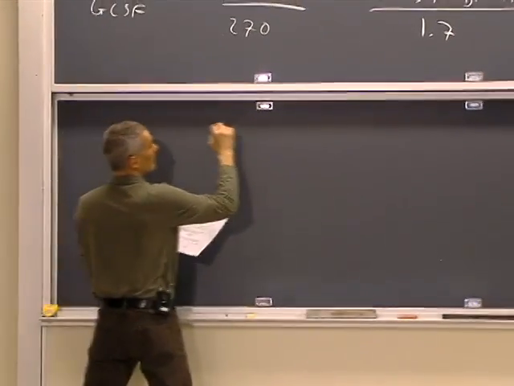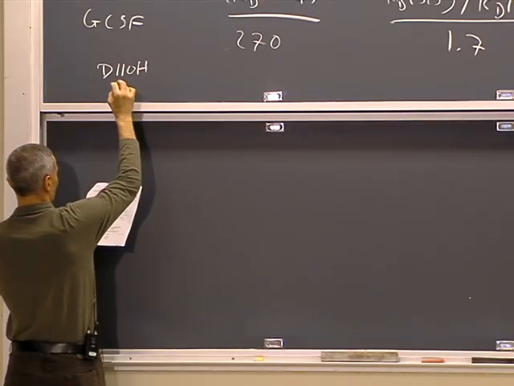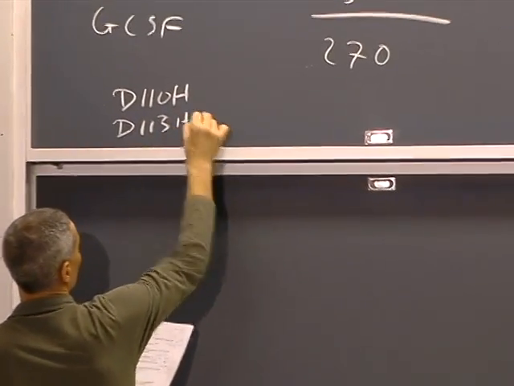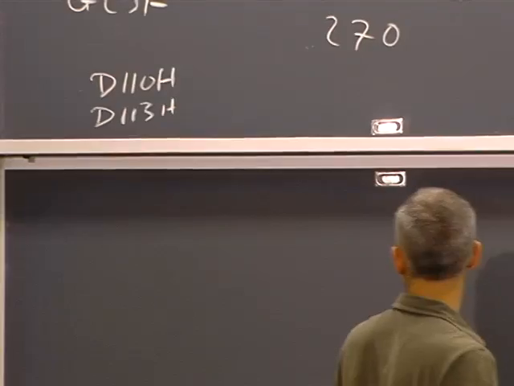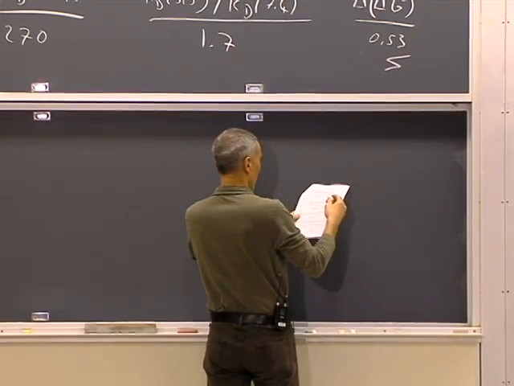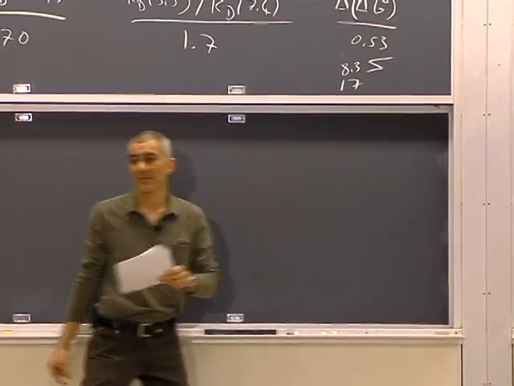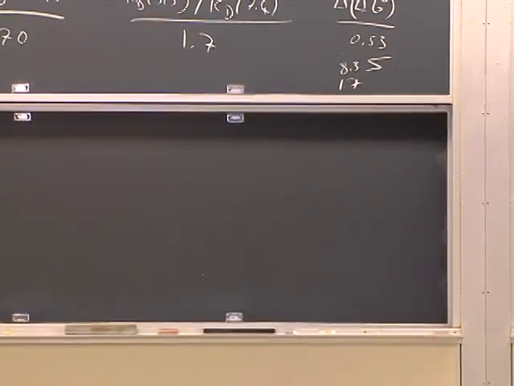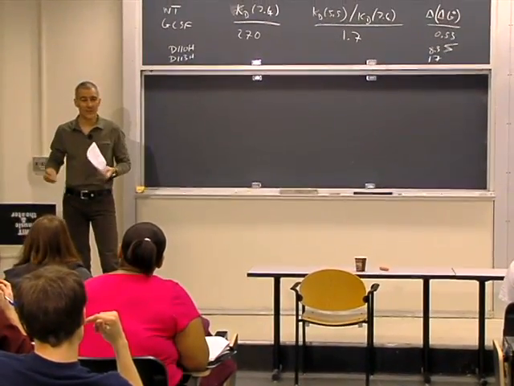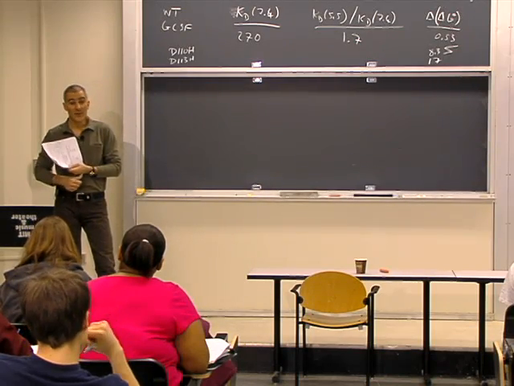Let's call them D110H and D113H. Okay. I think it's a histidine point mutation at 110 and 113, where this ratio here was 8.3 and 17. So huge differences. Okay. More than a factor of 20 or a factor of 30 difference in the change in the binding efficiency, at least according to these delta G, between pH 5.5 and pH 7.4.